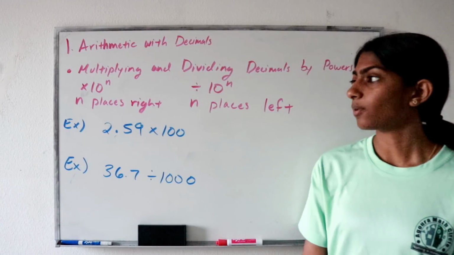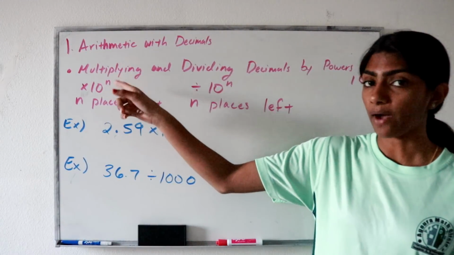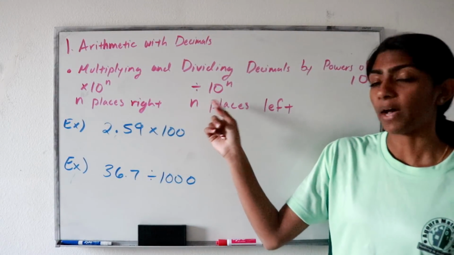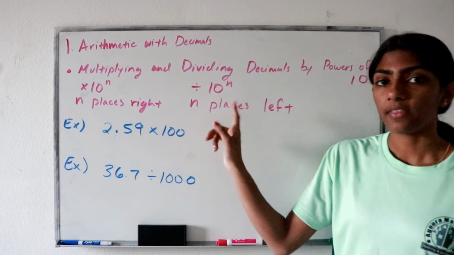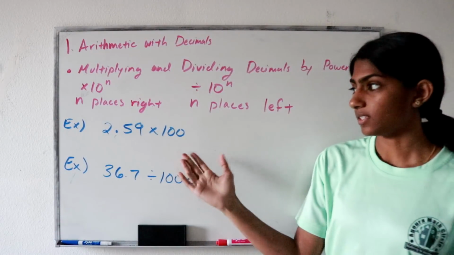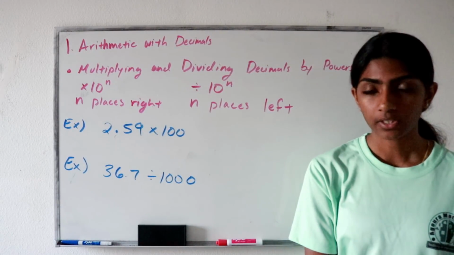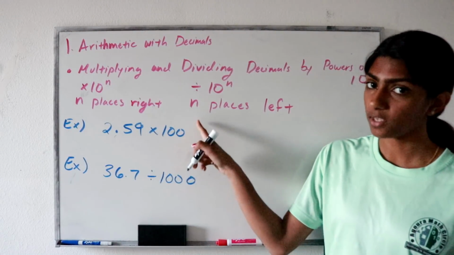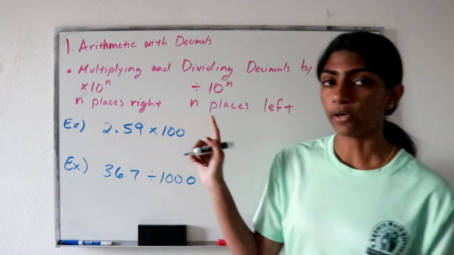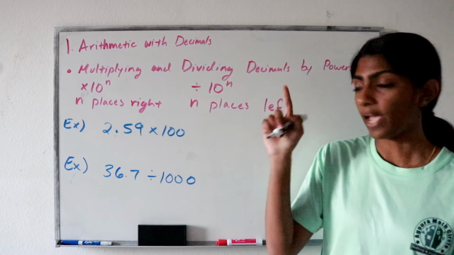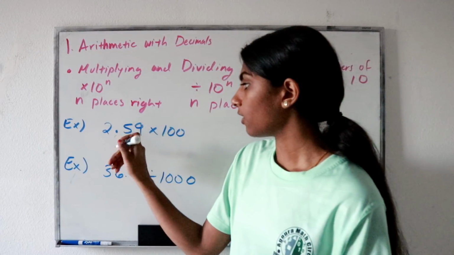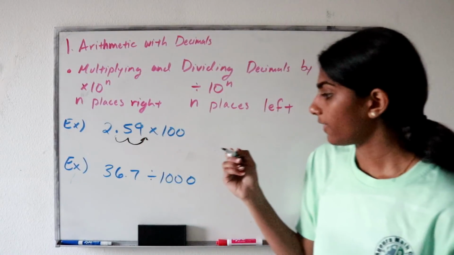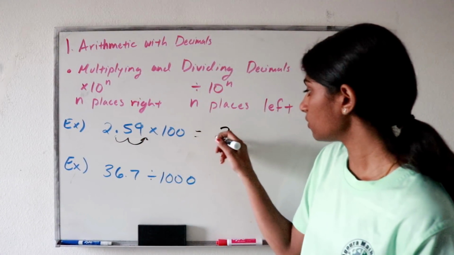When you multiply a decimal by 10 to the nth power, you're going to move the decimal point n places to the right. And when you divide a decimal by 10 to the nth power, you're going to move the decimal point n places to the left. Let's look at these examples. 2.59 times 100. Since we're multiplying by a power of 10, this is 10 squared, 10 squared equals 100, we know that we're going to move the decimal point 2 times because n equals 2. That means our answer is 259.